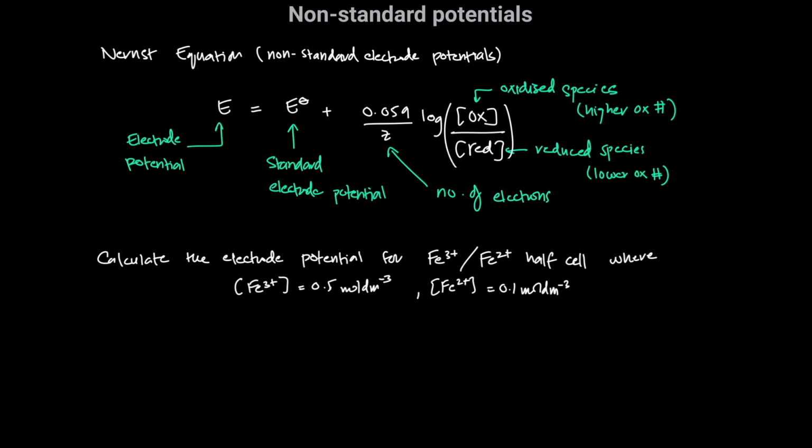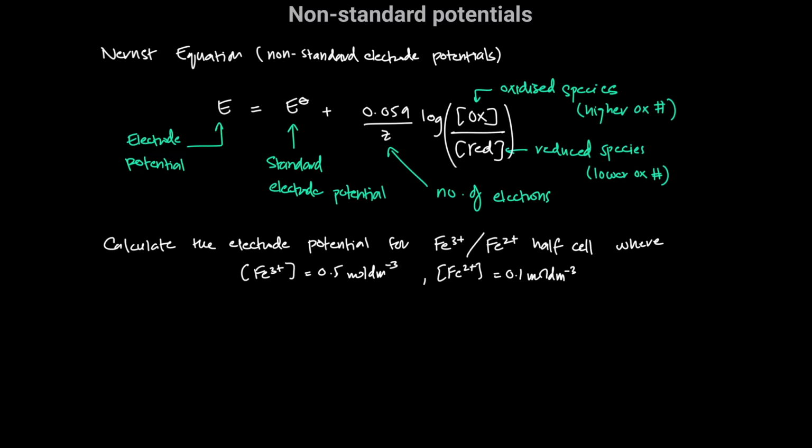Now here we have to use the Nernst equation to calculate the electrode potential. We have the standard potential value here, which is positive 0.77 volts. This value is for when we use 1 mole per decimeter cube solutions of Fe3+ and Fe2+ ions. So before we even get into the calculation, we should be able to predict that the new electrode potential that we calculate will be more positive.